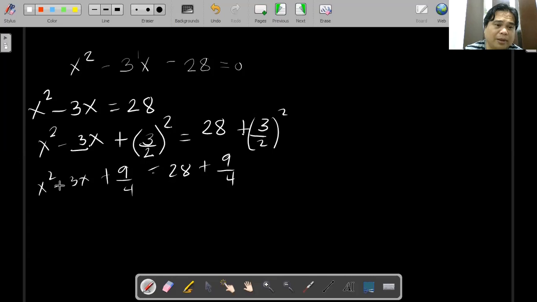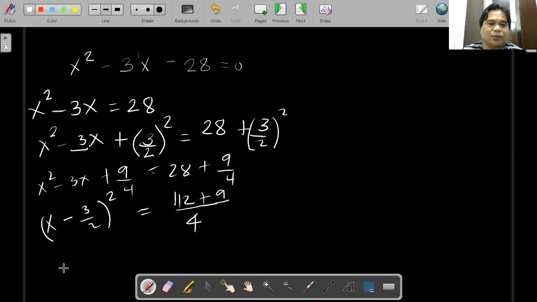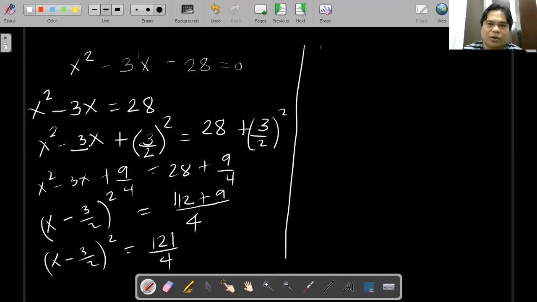Okay. X squared minus 3x plus 9 over 4. That's a perfect square. That's x minus 3 halves squared is equal to 28 plus 9 over 4. Get the least common denominator, which is 4. 4 times 28, you get what? That's 112 plus 9. Okay? So you have x minus 3 halves to the power of 2. 112 plus 9, that's 121 over 4. So you have x minus 3 halves squared equals 121 over 4. To get rid of the exponent, we get the square root of both sides.